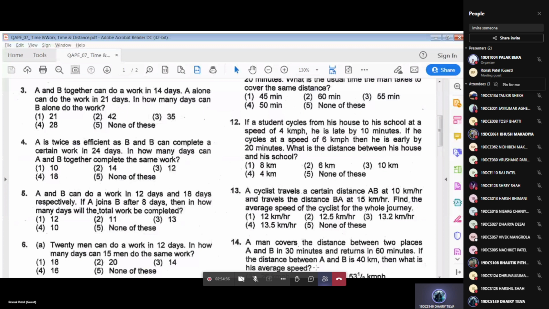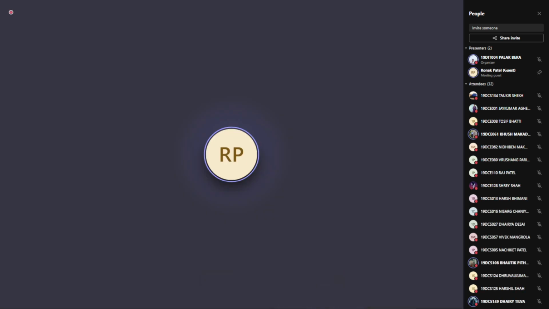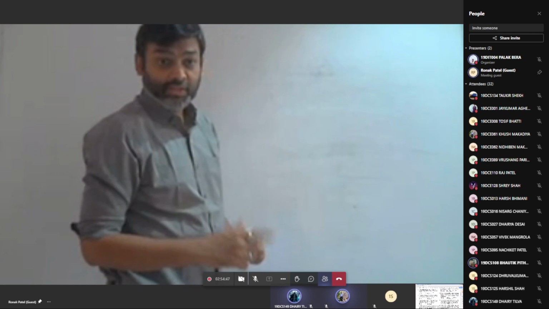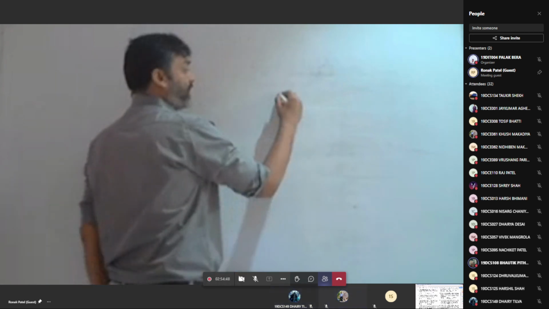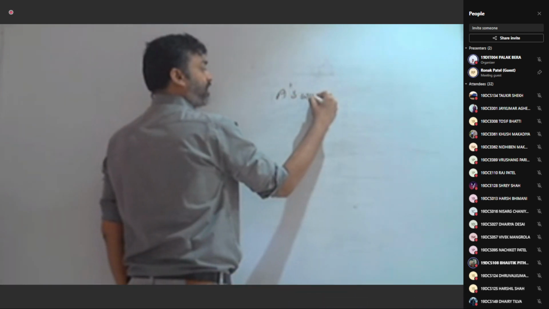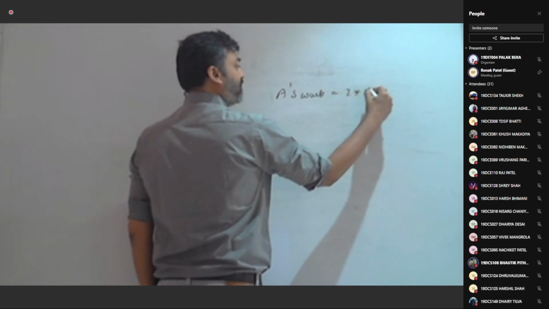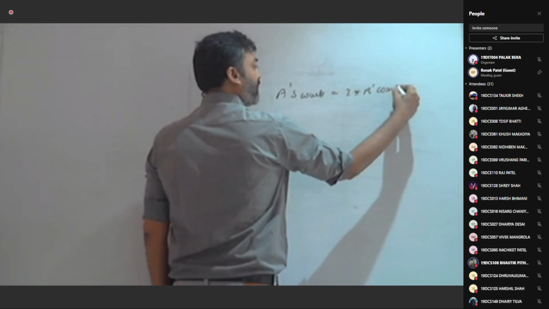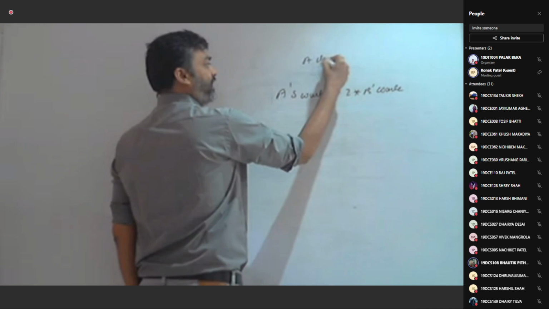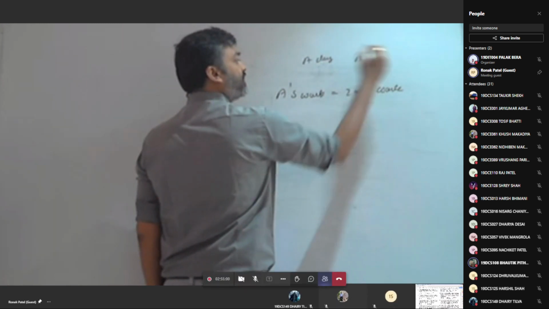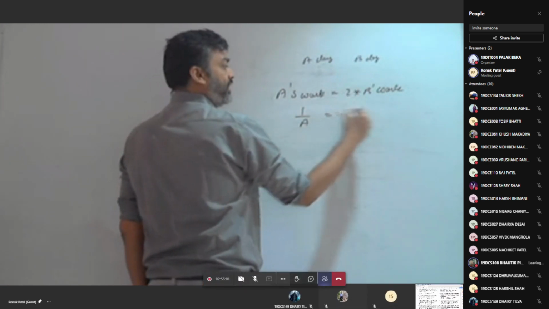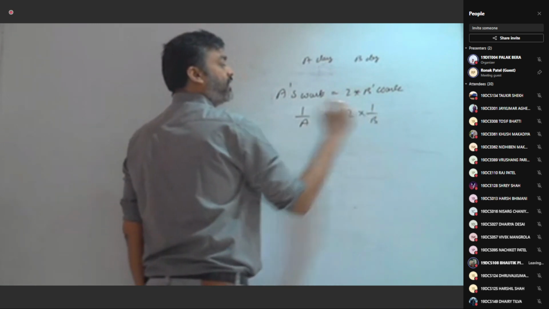It is done, sir. Yes, very good. But here efficiency is given. So efficiency means both. Direct thing is what? That if A is twice as efficient as B means A's work is 2 times B's work. If you know A days and B days, then work of A is called 1 upon A and work of B is called 1 upon B.